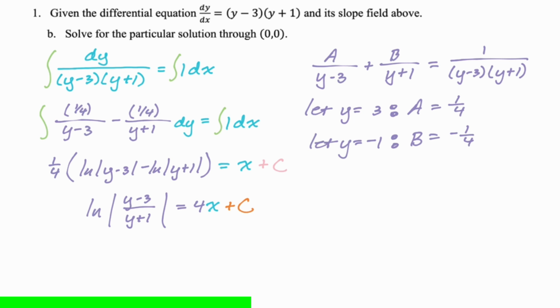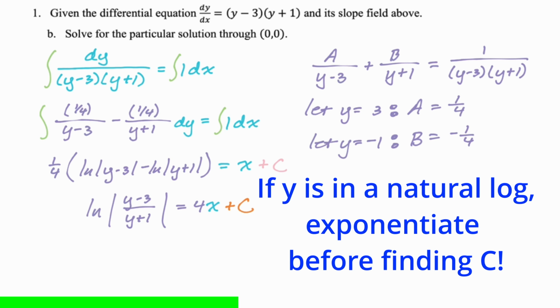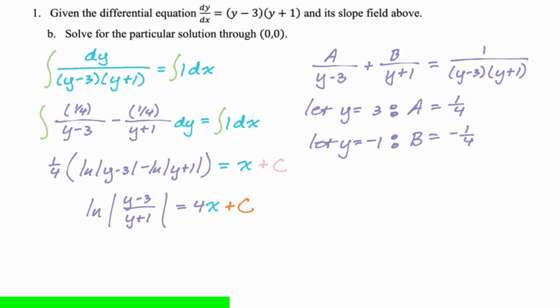I'm going to change the color. It's a new c value, but we don't actually really care about that. In fact, now, because y is inside a natural log, I'm going to exponentiate before I try to solve for c, which means I'm going to create another new c. So (y minus 3) over (y plus 1) is equal to ce to the 4x.